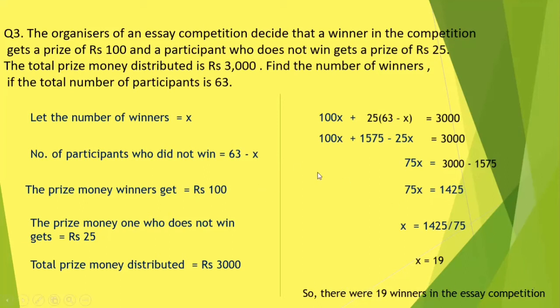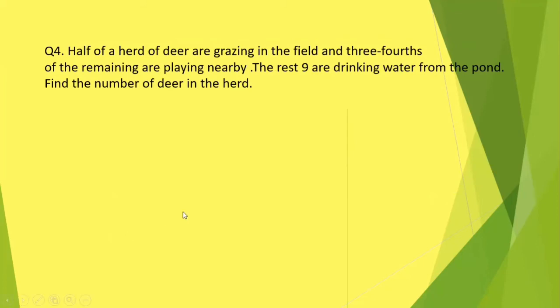Got it, children? Easy. Watch again to understand it in a much better way. The last question and very important. I have many times seen people going wrong in this question also. Half of a herd of deer are grazing in the field and 3/4 of the remaining are playing nearby. It's very important to read the question and understand the meaning, and only then you are able to frame the equation. Okay. The rest 9 are drinking water from the pond. Find the number of deer of the herd.